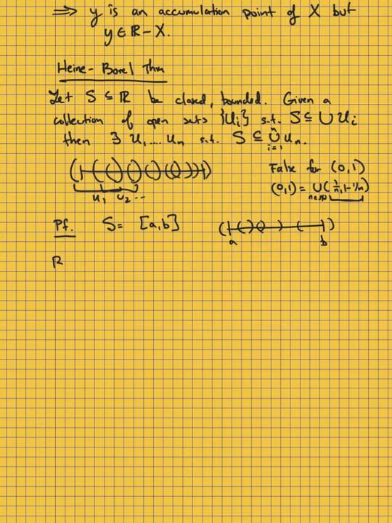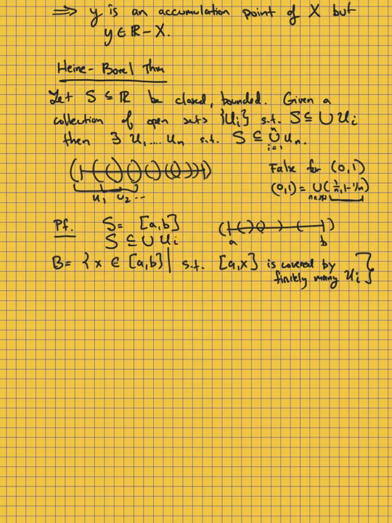So let me just let B be the elements in [a,b] so that the closed interval A to X is covered by finitely many U sub I. Okay, so I'm assuming I have this cover S in the union of the U sub I's. Again, I don't know anything. It might not even be a countable collection, so I'm just getting some index set there. Okay?